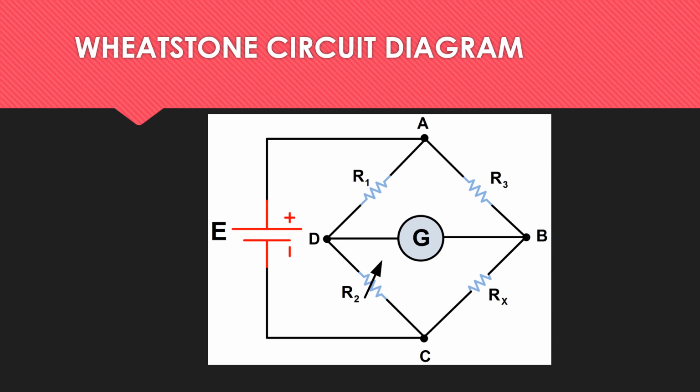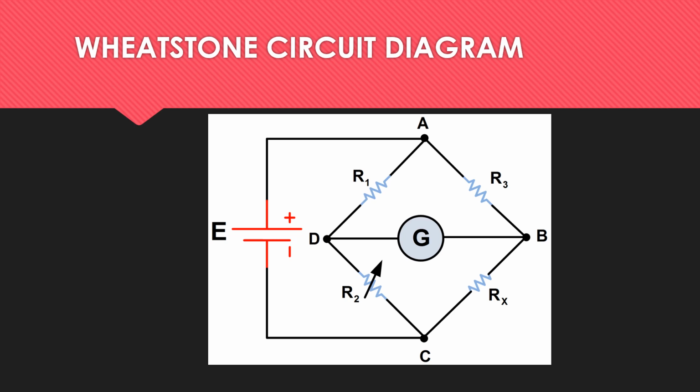So what we see is four resistors, R1, R2, R3, and Rx. And Rx is the resistor of unknown resistance, so we would like to find that resistance. We can determine it if we connect these resistors as shown in this diagram.